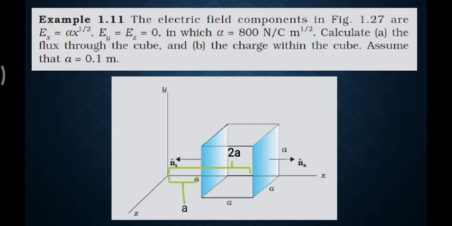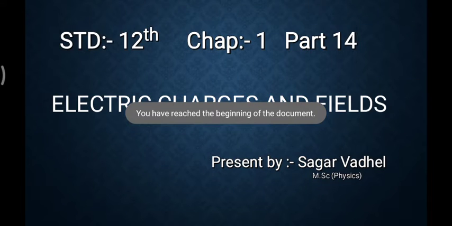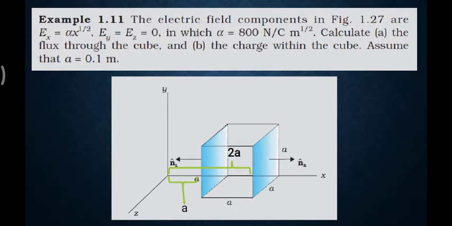In this example, we have one Gaussian surface. The electric field components in figure number 27: there is an x component of electric field, a y component and a z component, but Ey and Ez, the electric field components in the respective Y and Z axes, are not there. The only electric field applied on this Gaussian surface, this particular cube, is in this direction, which is alpha times x raised to 1 by 2, that is alpha under root x, where alpha is equal to 800 x raised to 1 by 2.